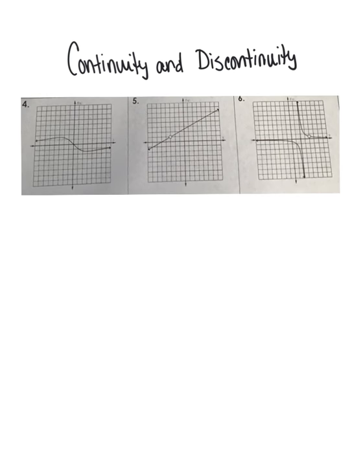Okay, we're going to look at these 3 graphs. My first one, if I look at it when I run my pencil over it, there's no breaks, there's no gaps, so this one is continuous. My second graph has one spot, one point that is not continuous because there's a hole there. So this has point discontinuity.